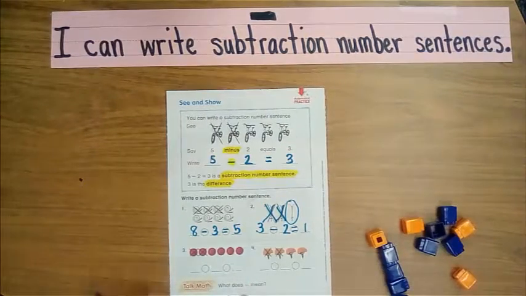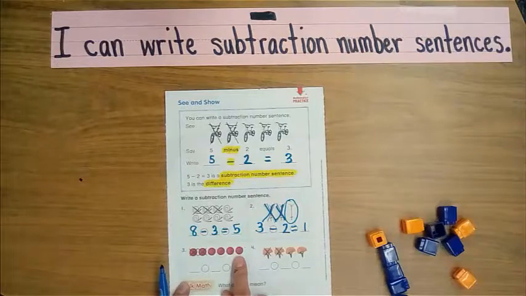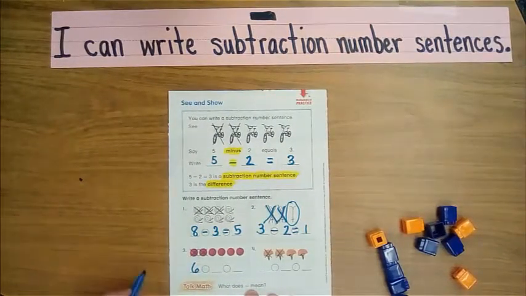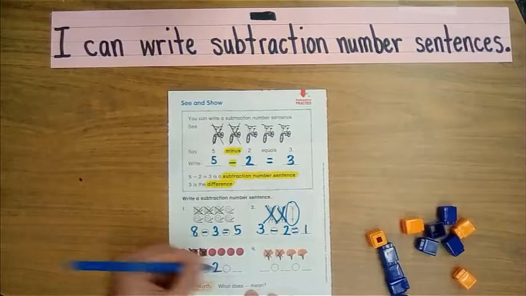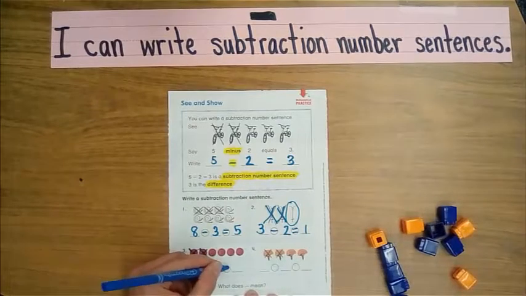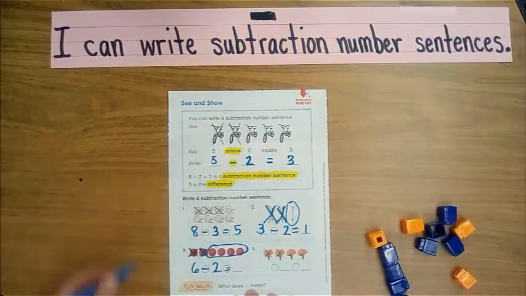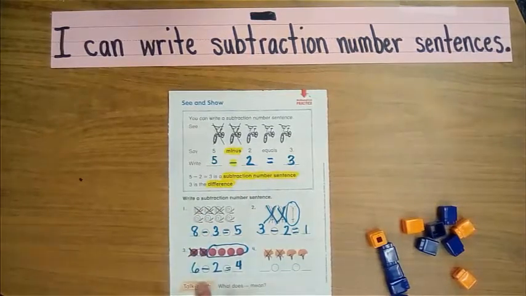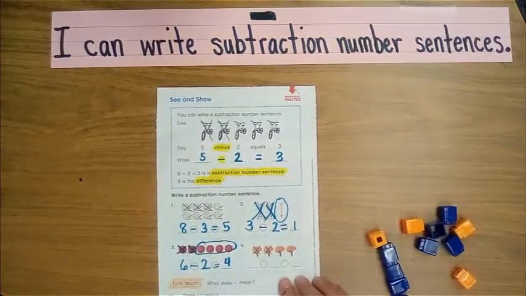Here's this one. Now, how many balls do we have? 6. That's right, 6 balls. And how many did we subtract? 2. We subtracted 2 balls. So how many balls are left? What is the difference? That's right, 4. 4 balls are left.